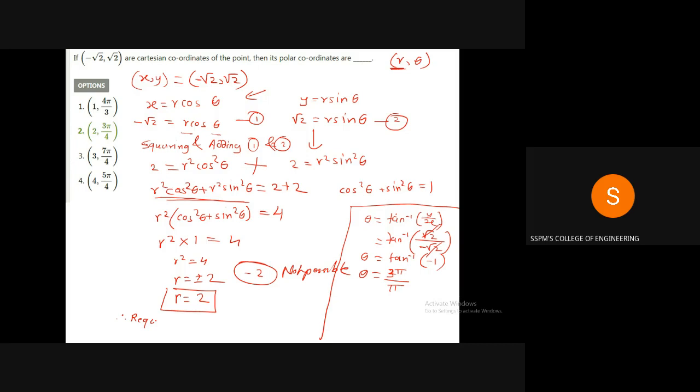What are the required polar coordinates there? r comma theta, that's how you write it. The r comma theta is equal to 2 comma 3 pi by 4.